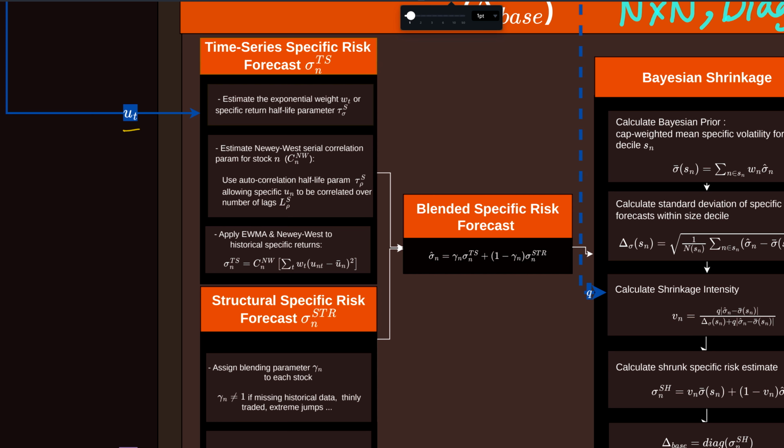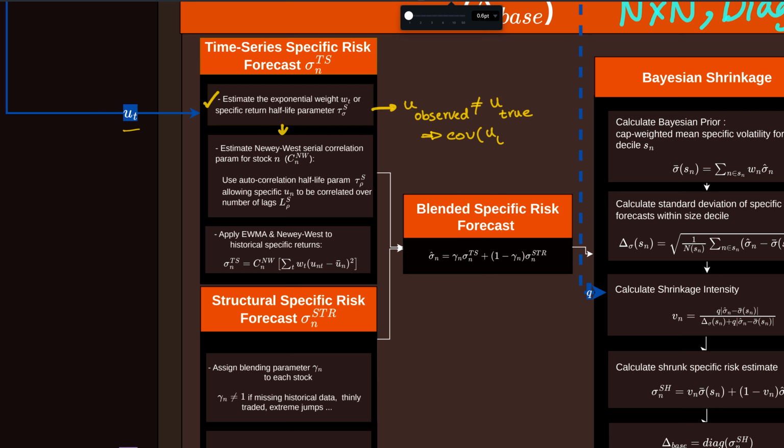So naturally, we begin with a standard exponentially weighted moving average forecast on those daily specific residuals. But almost immediately, we run into another production issue, which is market microstructure noise. So for illiquid stocks that don't trade as often, issues like bid-ask bounce, stale pricing, and asynchronous trading can make the observed specific return series look very different from the underlying economic process.